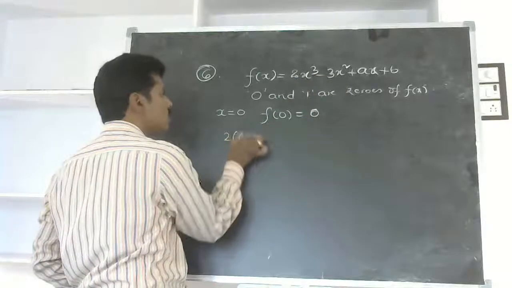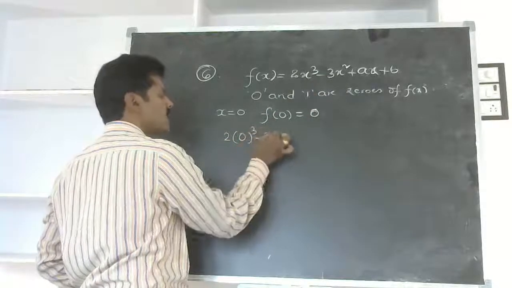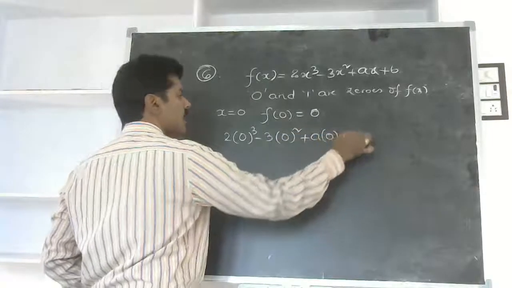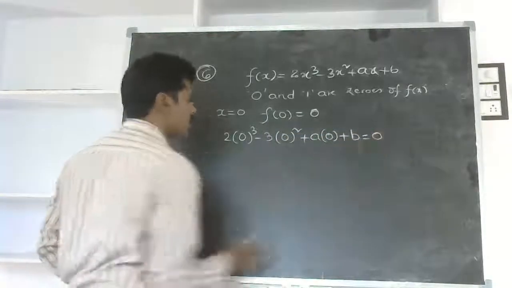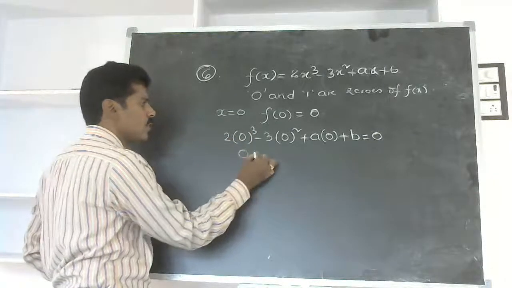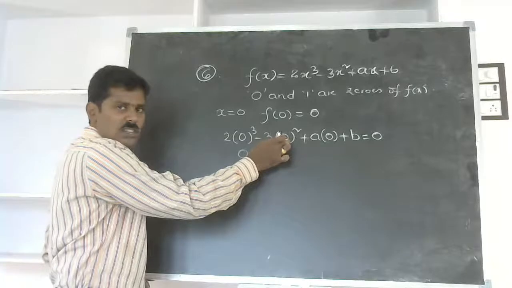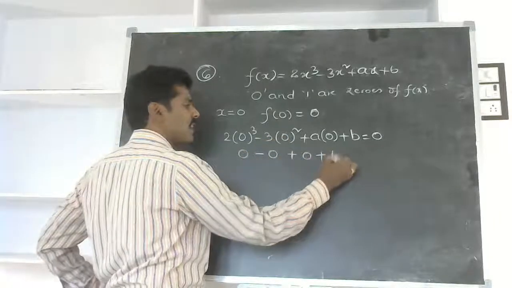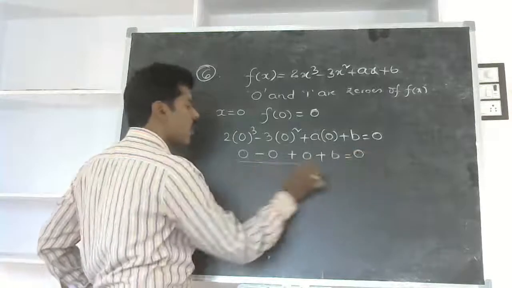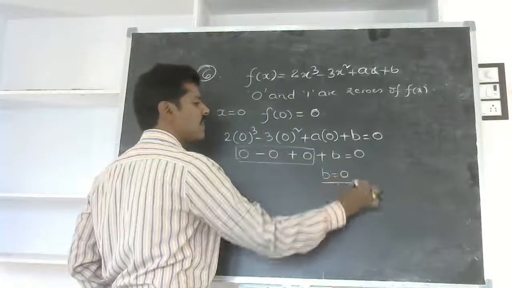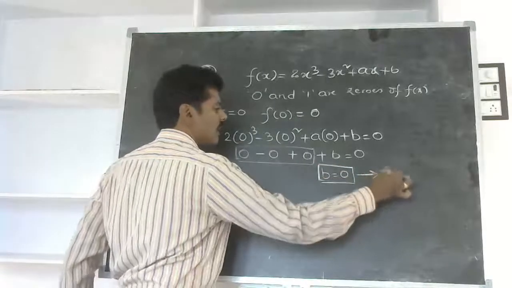So 2 into 0 cube minus 3 into 0 square plus a into 0 plus b equals 0. 0 power anything is 0. 0 into anything is 0. 0 minus 3 into, this is also 0. Then a into 0 becomes 0, plus b is equal to 0. So if you take all these zeros, I will get 0 plus b is equal to 0. Then b will be equal to 0. Let it be the first equation.